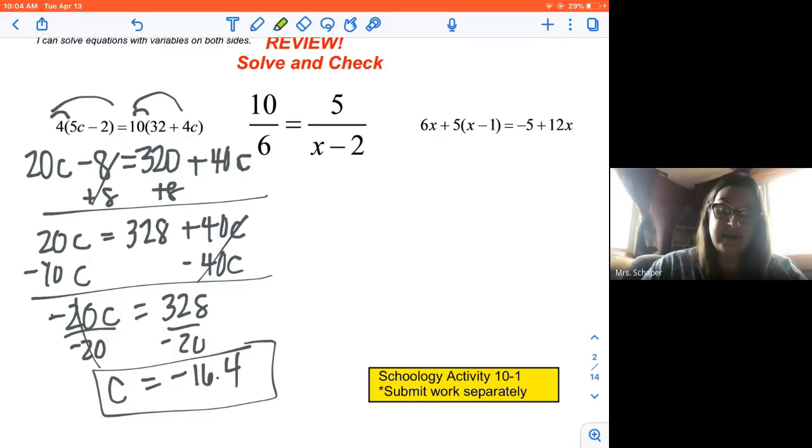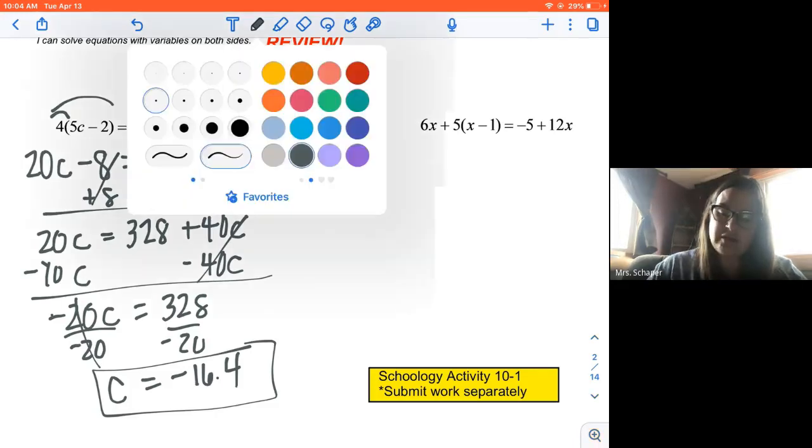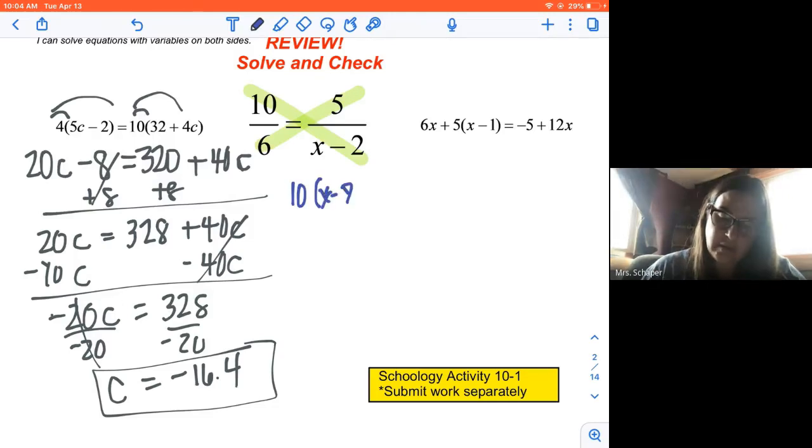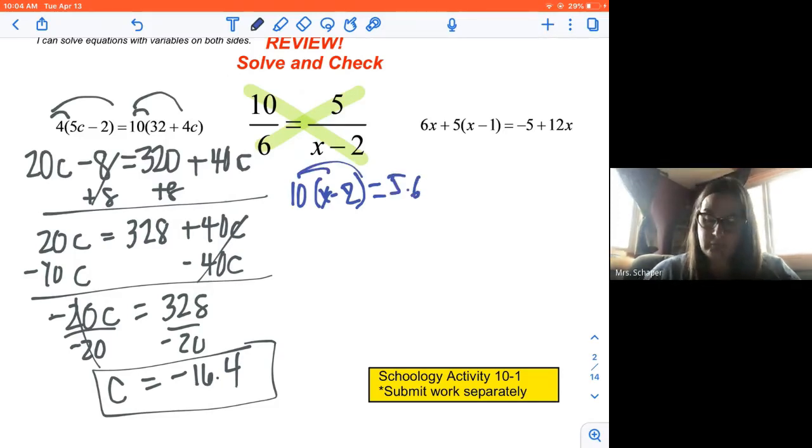Looking at the next one, this is cross products, and we talked about this in class too. You multiply the diagonals and you set them up equal to each other. And I'm going to switch colors just because I think it'll be easier to tell the difference. But I've got 10 times the quantity x minus 2 is equal to 5 times 6. So when I distribute, I'll end up with 10x minus 20 is equal to 30. And then I'm going to add 20 to both sides.